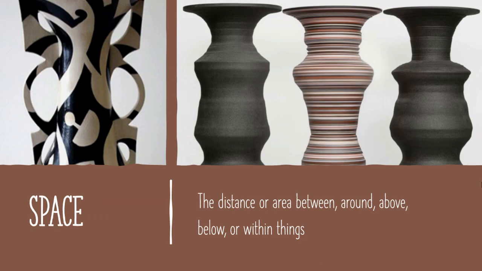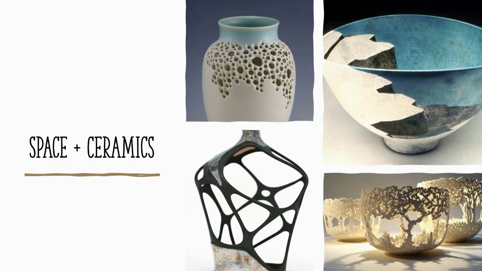Space is an element of art that describes the distance or area between, around, above, below, or within items. So if you look above, you might see that the three vases to the right, when looking at the negative space between them, actually form the images of children. Space can also be used between handles and other features as an important element to a ceramic piece. Some of these images show negative space again, with the holes in between, or how space was used on the inside or the outside of an artwork.